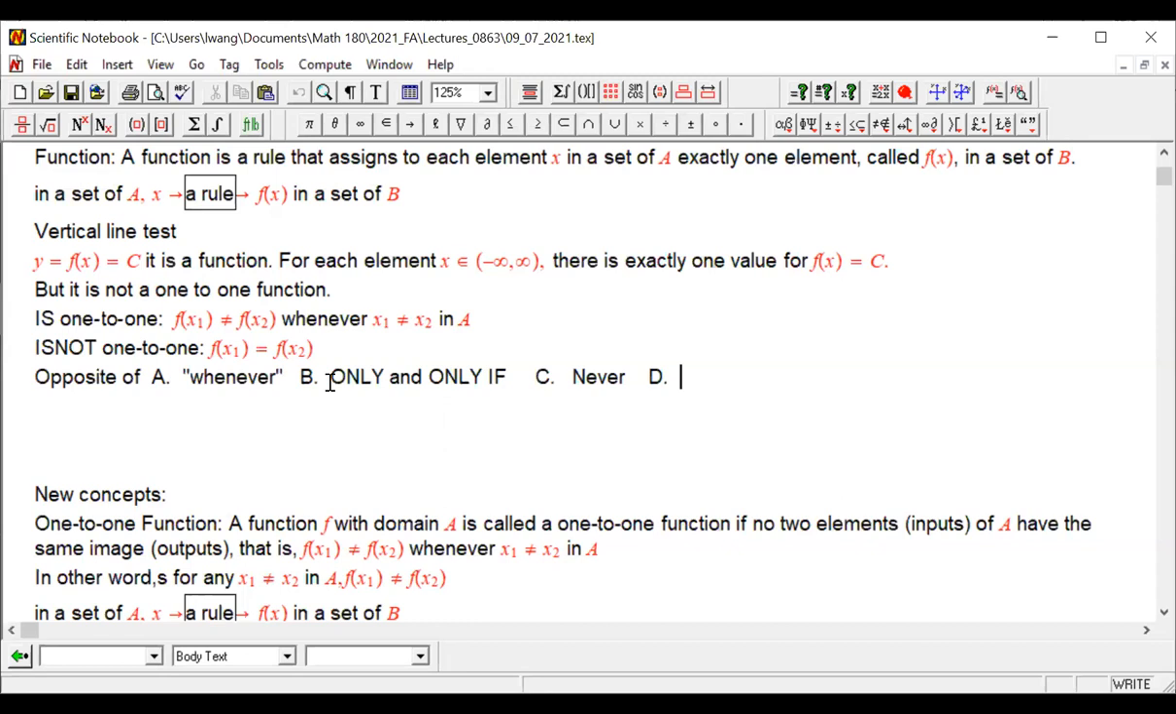What is the opposite of whenever? Oh, sorry. The opposite of whenever. This is A, and this is B. We have a C. Is never the opposite of whenever?